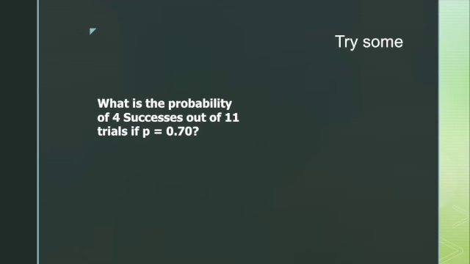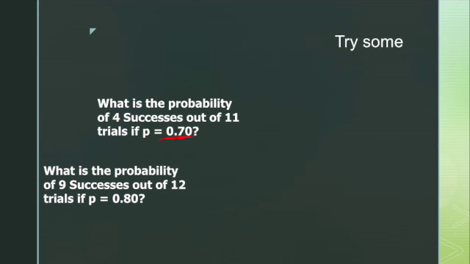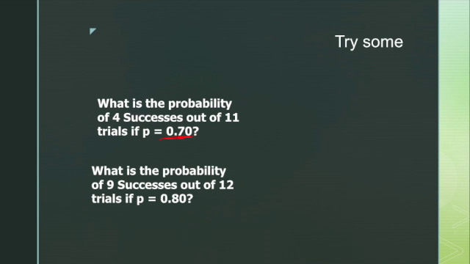So why don't you go ahead and try some, okay? What is the probability of 4 successes out of 11 trials if p equals 0.70? This is when you pause the video and go look in the table. Here's another one. What's the probability of 9 successes out of 12 trials if p equals 0.80? Go ahead, pause the video, I'm serious, and look these up in the table. Okay, welcome back. You should have gotten 0.017 and 0.236 as your probabilities.